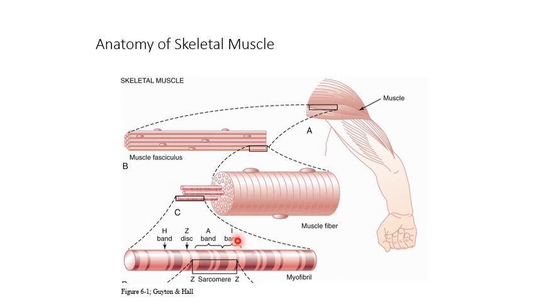We call the light bands I bands, where you have the actin molecules, I being isotropic to light. Wherever they are dark, anisotropic to light, we call them A bands. So the light bands and the dark bands, actin and myosin, interdigitate with one another.